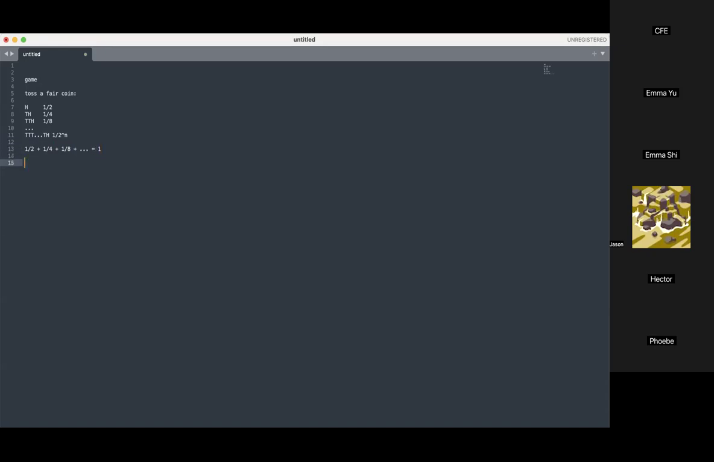Okay, so maybe Emma Yu, can you help me get the expected value of length, right? By length, this has a length 1, this has a length 2. You don't need to get the answer, but do give me an expression.